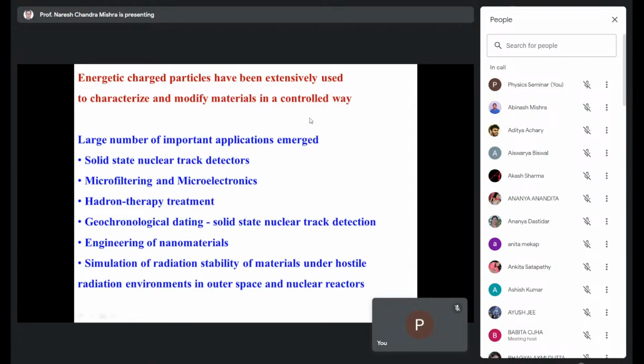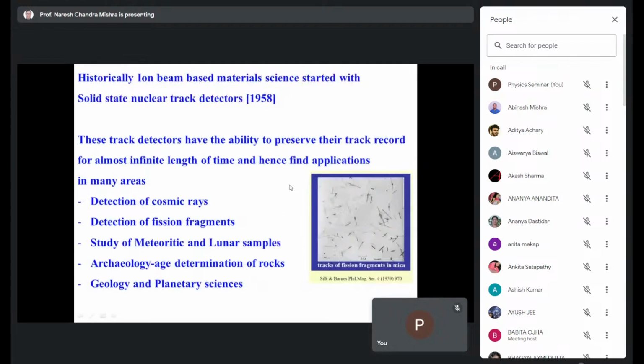These energetic particles have been used by mankind in many, many different areas. They have been extensively used to characterize and modify materials. They are very, very controlled. A large number of important applications have emerged over the years. These include solid-state nuclear track detectors, microfiltering, hadron therapy, geochronological dating, engineering of nanomaterials, simulations of radiation stability, and of course, radiation environment in outer space. I will touch upon some of these aspects and then close.